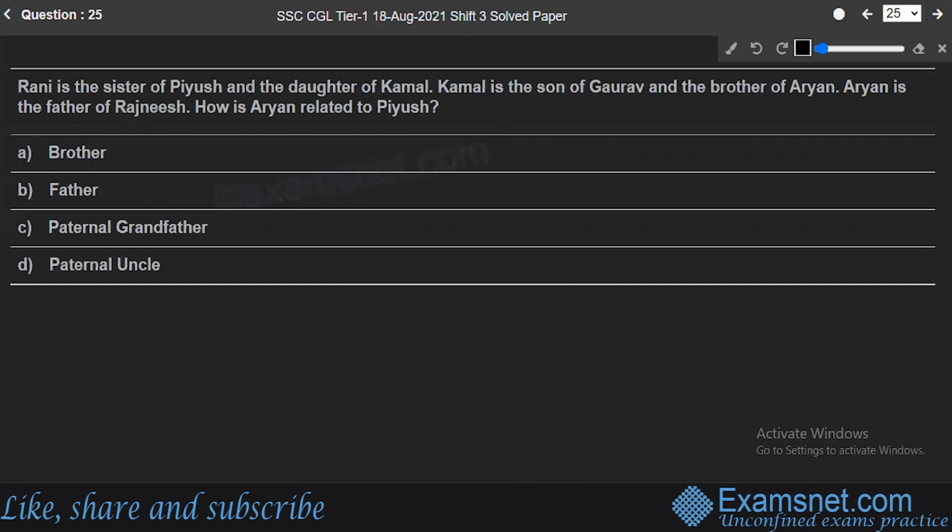Rani is sister of Piyush and daughter of Kamal. Kamal is son of Gaurav and the brother of Aryan. Aryan is father of Rajneesh. How is Aryan related to Piyush? See, whenever you're having these questions, if you verbally try to solve this question, you probably will land up doing some mistakes. Always make use of the relationship table in such cases. What is that table? Let's make.